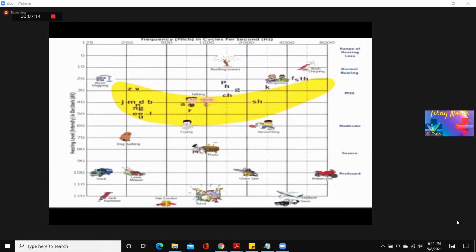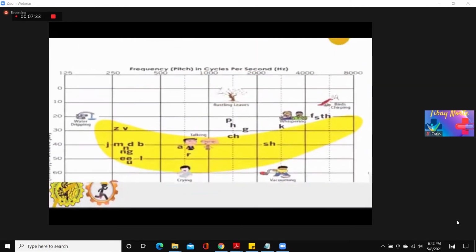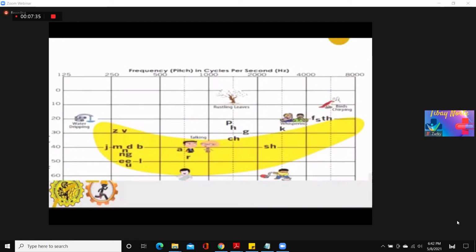Also noted in this picture are examples of where certain sounds are heard, such as rustling of leaves at approximately 1500 Hz between 5 to 10 decibels, or a chainsaw at 100 decibels at 2000 Hz, and so on. Now let's focus on the banana. You can see here where certain consonants and vowels are heard.